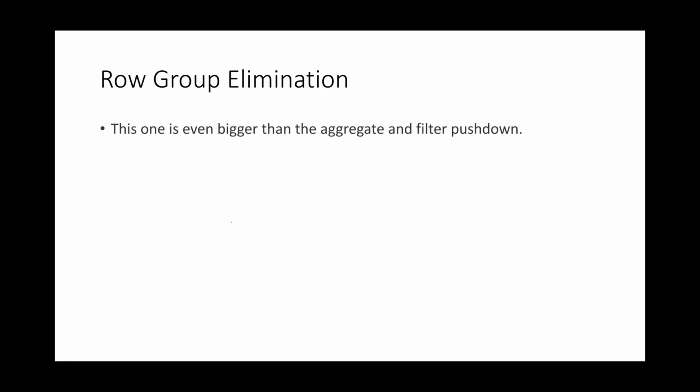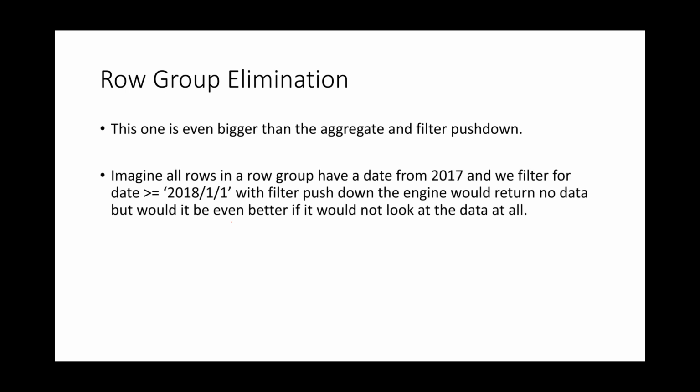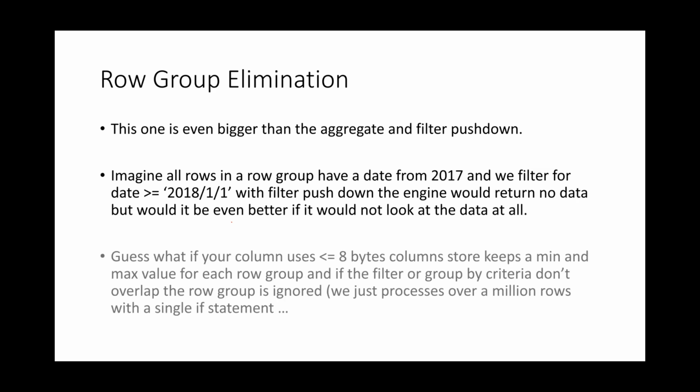Row group elimination one more time. Imagine all the rows in a row group have a date from 2017 and we filter for larger than January 2018. It would just skip the whole row group as said before. So if it's less than 8 bytes, SQL keeps a min and a max value. If it's more than 8 bytes, they just don't store in the metadata the min and max value. And this means we just processed over 1 million rows with a single IF statement instead of scanning through that million rows, which you can imagine is much faster.